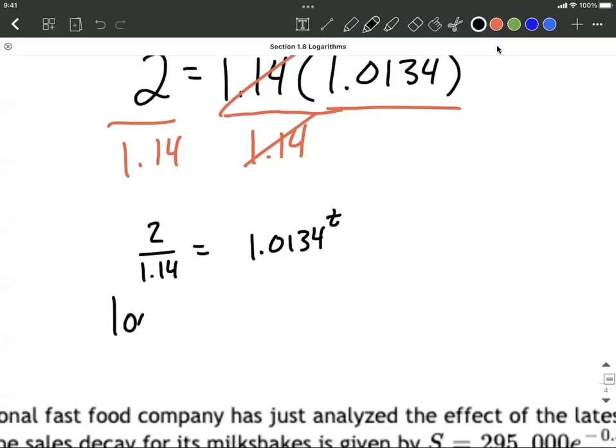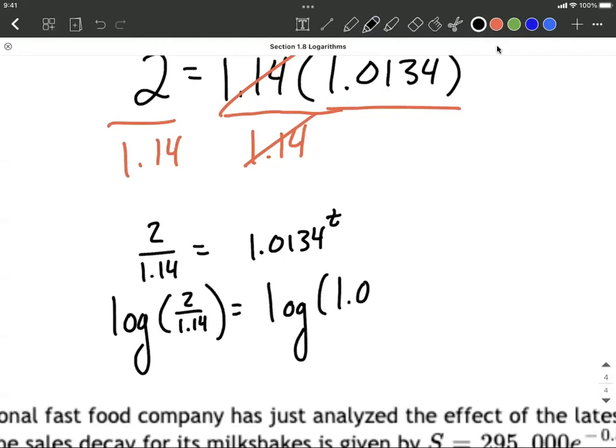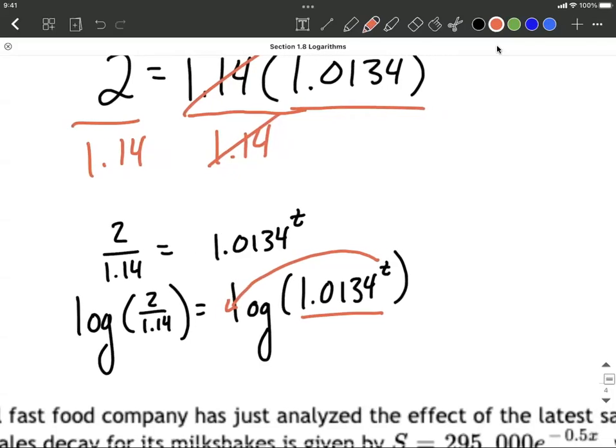All right, to get t out of the exponent, let's get a logarithm involved. So I'm going to apply a logarithm to both sides. So 2 divided by 1.14 is going to be log of the entire right-hand side. And why I want to do that is when we get a logarithmic function involved, we get the properties of logarithms as well. Everything on the inside of that logarithm on the right-hand side is all raised to a power. So we're allowed to move this exponent down out of the exponent and make it a multiple out in front.